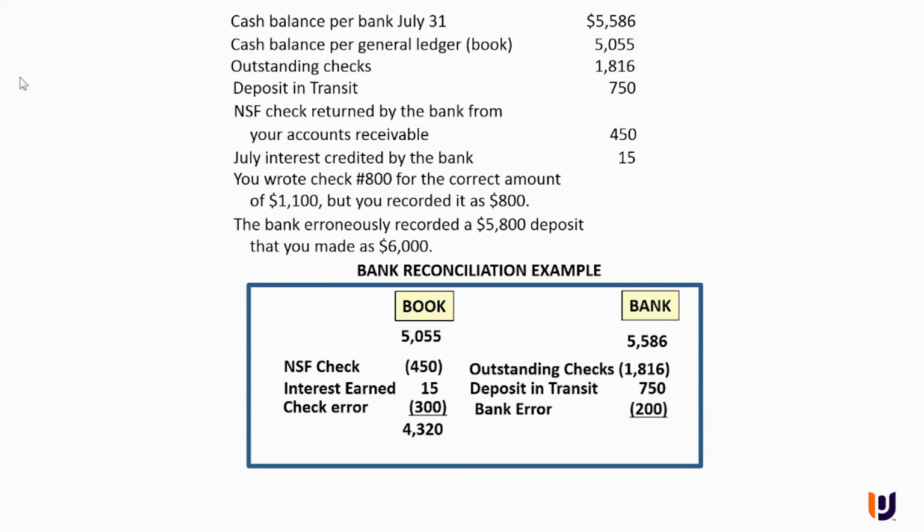We add up the totals in the book, and the adjusted balance is $4,320. This now equals the bank. The reconcilement is complete. We are now in balance, except we need to make journal entries for the three items identified on the book side of the reconcilement: the NSF check, the interest earned, and the check error.